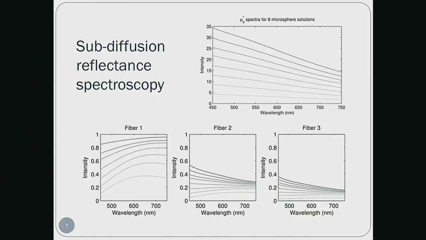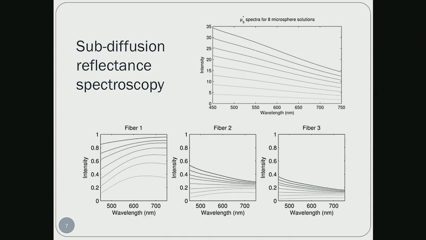So the first characterization experiment I did with this probe is just to measure a dilution of microspheres, so just microsphere solutions with different μs prime. The μs prime spectra of these solutions is shown in the top right, and then on the bottom is data from the actual probe, each subplot representing a different fiber. So unsurprisingly, the intensity scales linearly with μs prime.